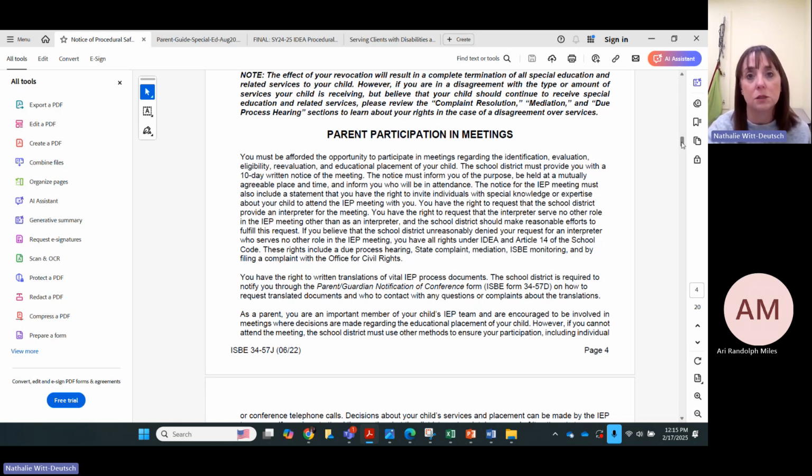Again, there are some timelines that we have to keep in mind with regards to when we provided our initial consent for the initial evaluation, all the way to when the IEP is developed. It needs to be no longer than 60 school days. So we do have some timelines that we have to play around with.